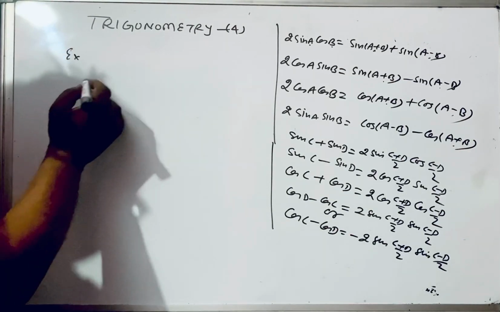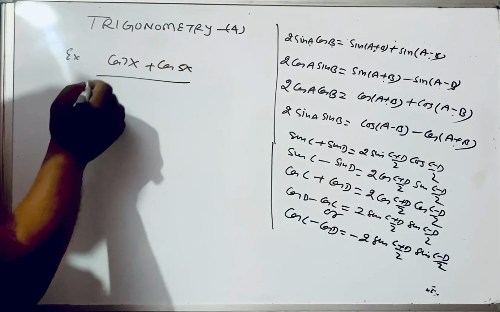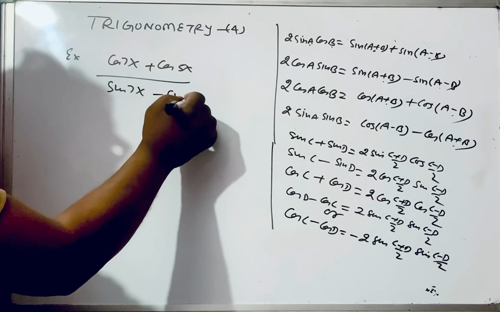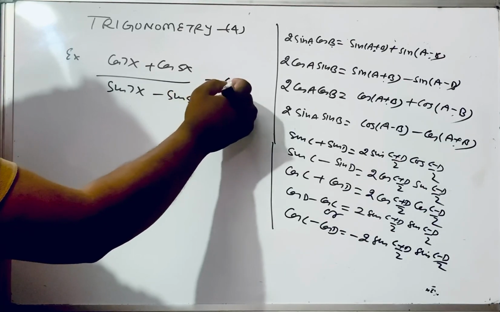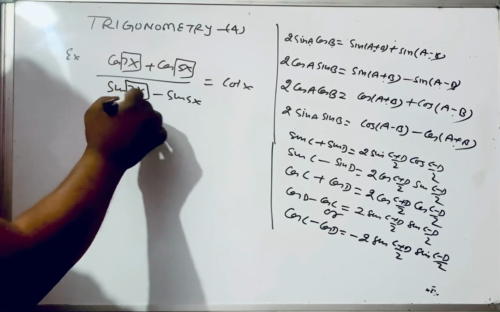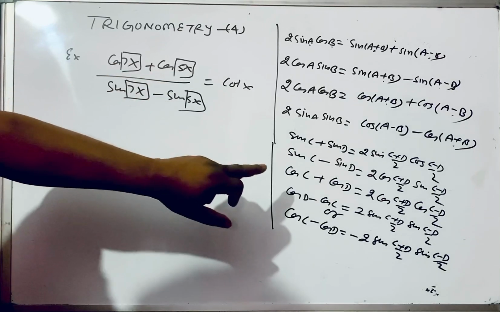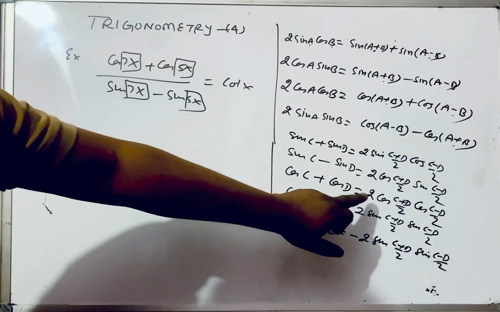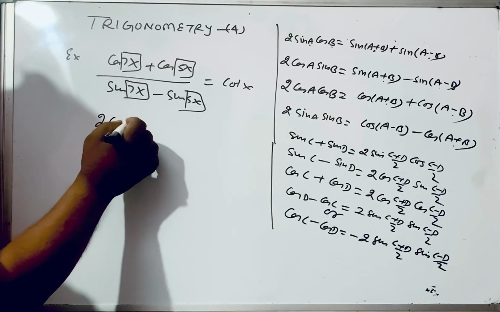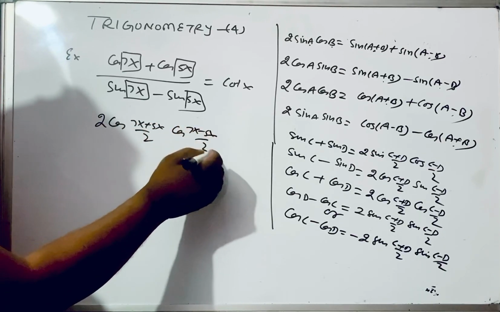Example: cos 7x plus cos 5x upon sin 7x minus sin 5x is equal to cot x. This is c, this is d. Here we will apply cos c plus cos d. What is cos c plus cos d? Cos c plus cos d is 2 cos c plus d by 2 cos c minus d by 2. You will get 2 cos 7x plus 5x by 2 into cos 7x minus 5x by 2.